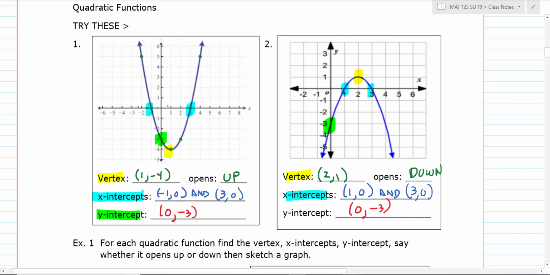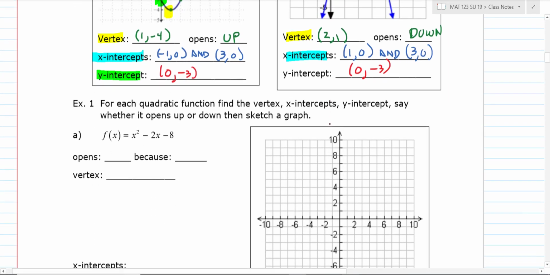X-intercepts are the 2 points I have highlighted in blue. One of them is -1, 0. The other one's 3, 0. Y-intercept is the point in green, 0, -3. Okay, over here on this example, vertex is the high point. Parabola opens down. The vertex is 2, 1. X-intercepts are 1, 0, and 3, 0. Y-intercept is 0, -3. All right, so you want to know those key parts of a parabola.